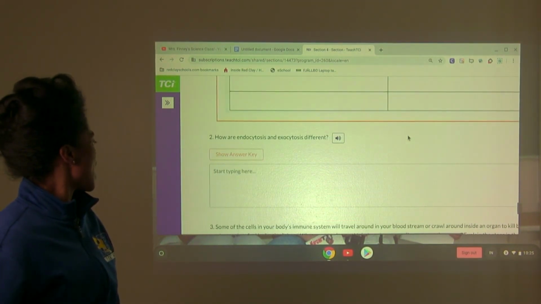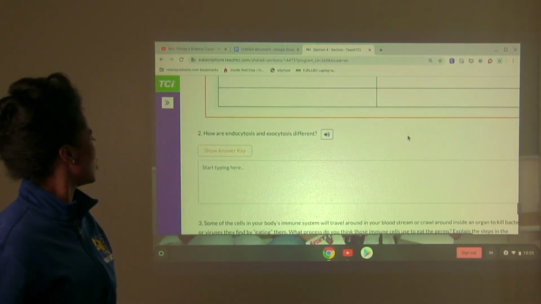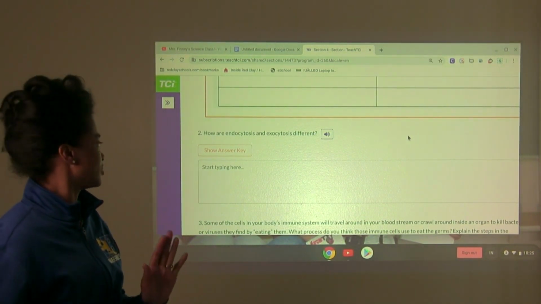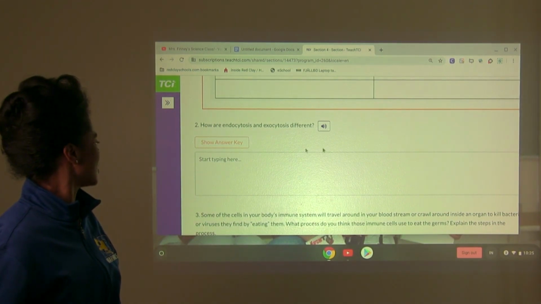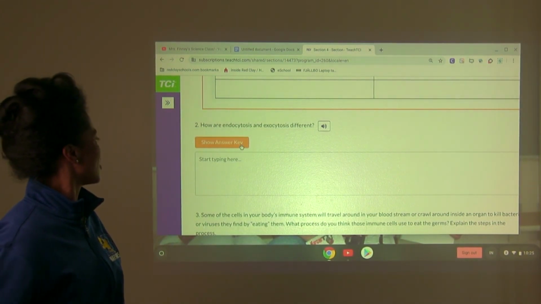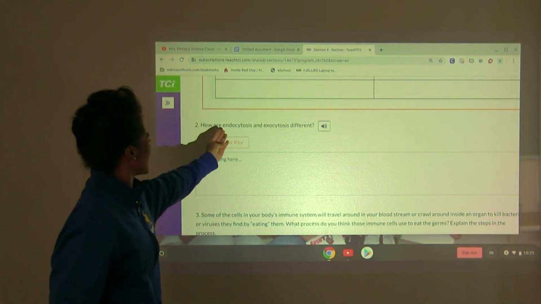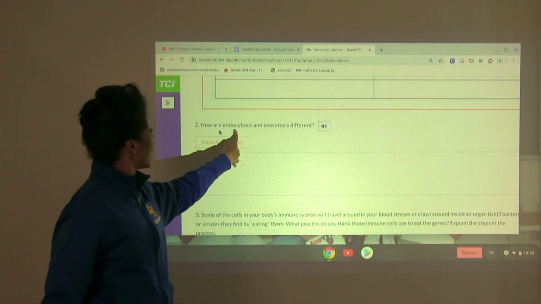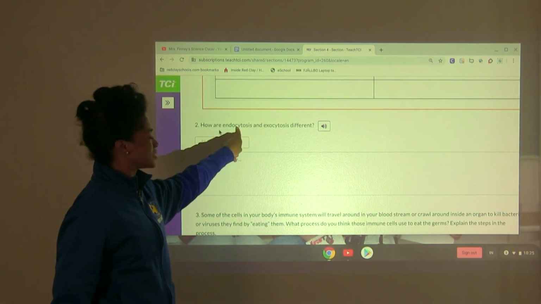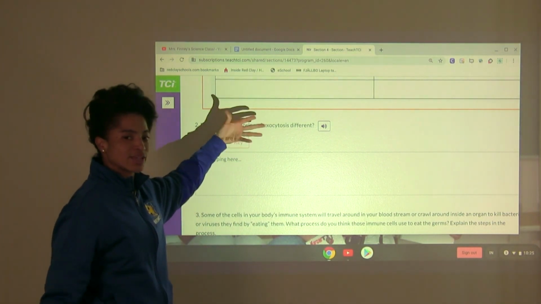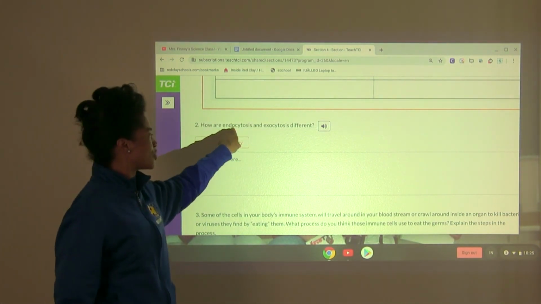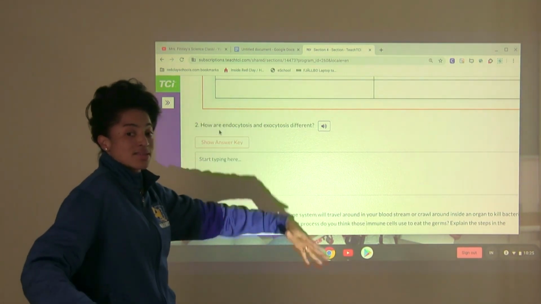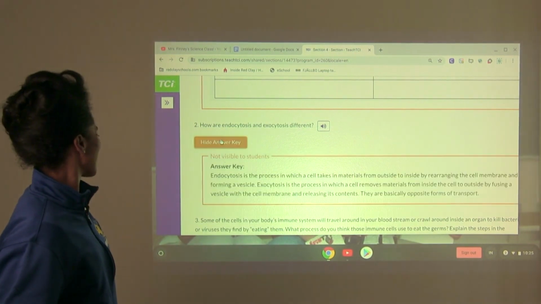All right. How are endocytosis and exocytosis different? Think about it. The beginning of the word should be giveaways, right? We talked about that. What did we say cyto means in Greek? About endo, exo, the process. Okay, all right, here we go.